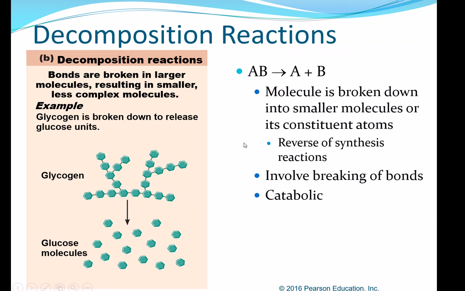Decomposition reactions are the exact opposite. Now we have molecule AB decomposing into its constituent parts, A plus B. It's literally the exact reverse of a synthesis reaction, and so this is the breaking of the bonds. This is a catabolic process, which releases energy. In the example here, we have glycogen, this large storage molecule, and it gets broken down into these little tiny glucose molecules. The breaking of the bonds between the little parts of the glycogen releases energy, and we call that a catabolic process.